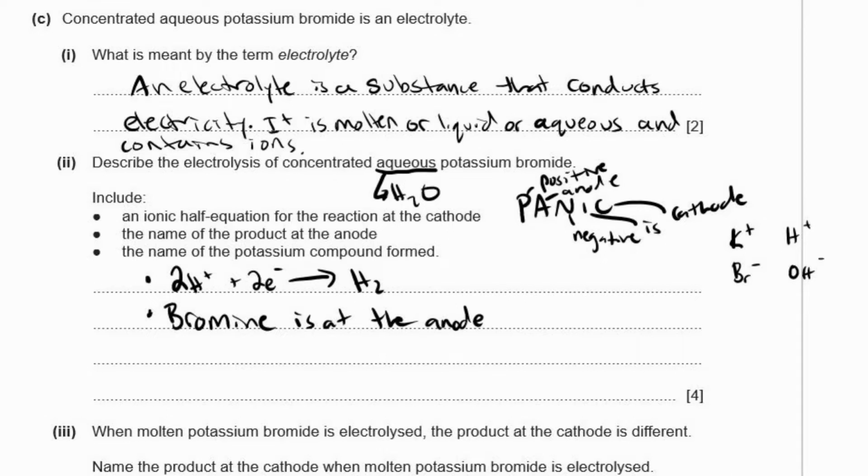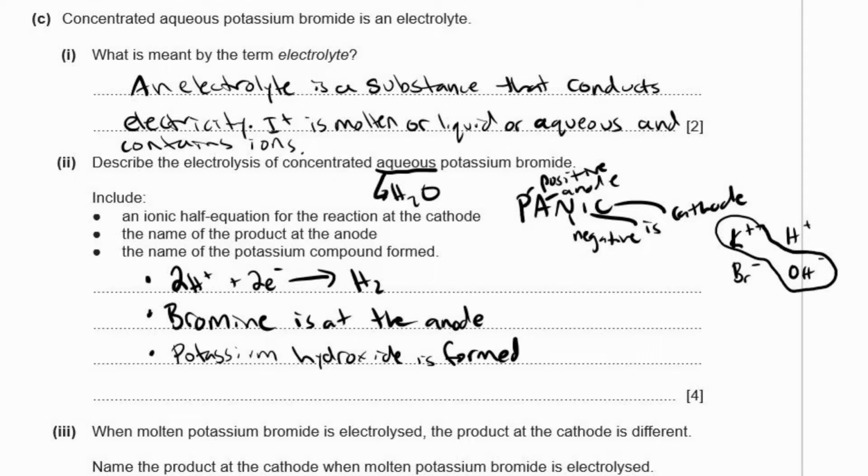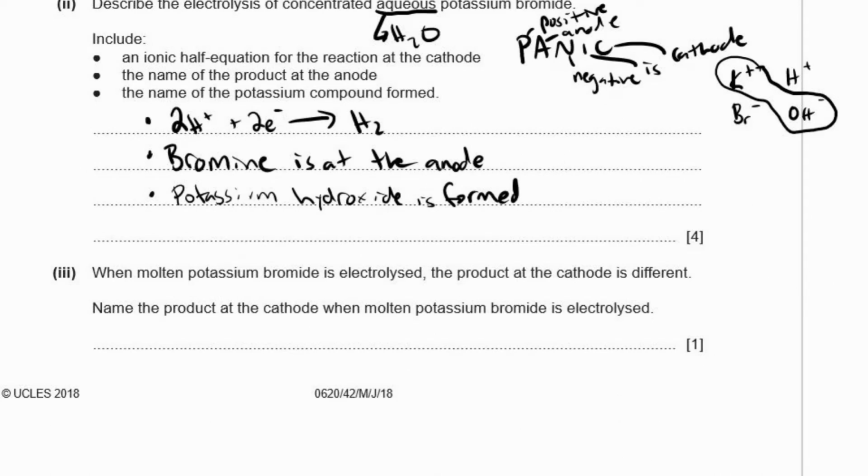And the name of the potassium compound formed. The potassium compound formed is basically what's left over. That gives you a hint that it can't be potassium that's reacting at the cathode, because it has to have a potassium compound formed. So the potassium compound formed is potassium hydroxide. Okay, that's the electrolysis of aqueous potassium bromide.